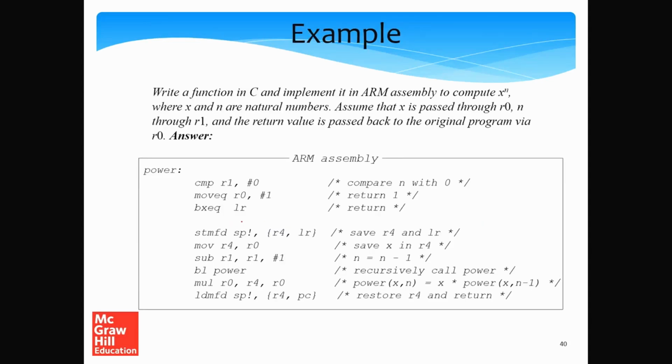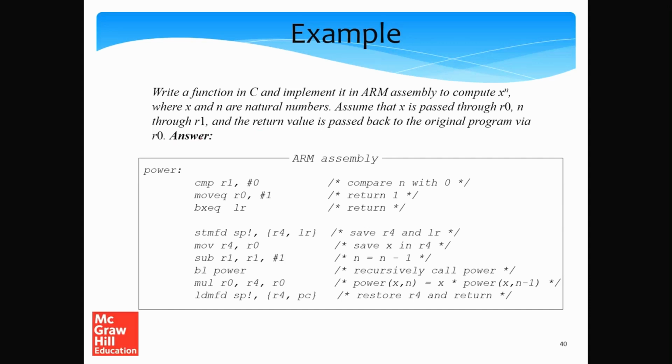So here is the example. Let's write a function in C and implement it later in ARM assembly to compute x to the power n, where x and n are natural numbers. Assume that x is passed through R0 and n through R1, and the return value is passed back to the original program via R0.